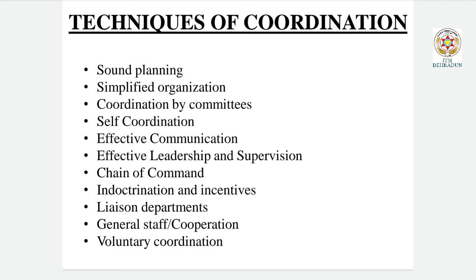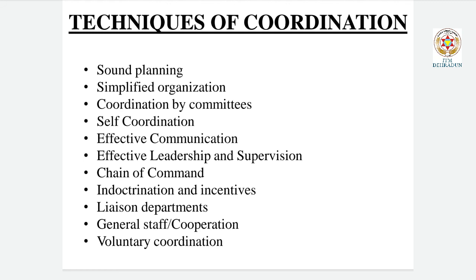Self-coordination is modification of the functioning of departments in such a way that each department coordinates with other departments. It can be done by horizontal communication. Effective communication, that is effective exchange of opinions and information, helps in resolving differences and in creating mutual understanding. Effective leadership and supervision: sound leadership can influence subordinates to have identity of interest and to adopt a common outlook. Chain of command means authority is the supreme coordinating power in an organization. Exercise of authority through the chain of command or hierarchy is the traditional means of coordination. Indoctrination and incentives, that is profit sharing.